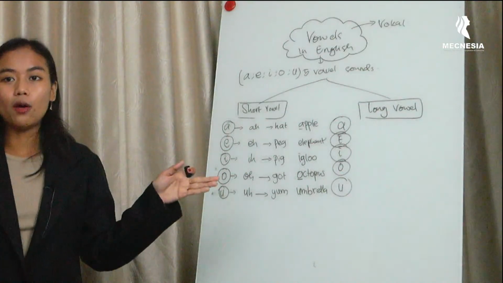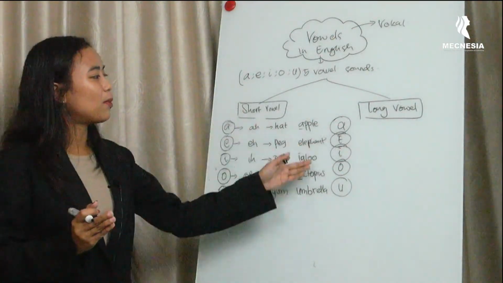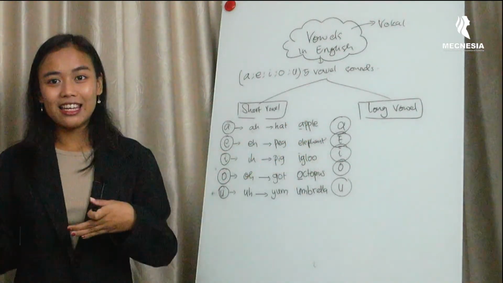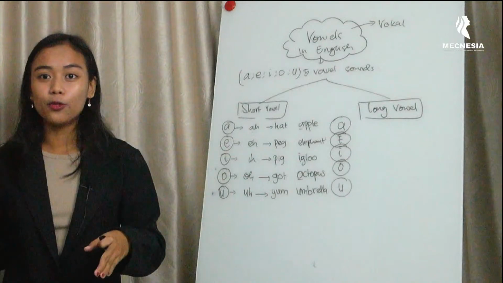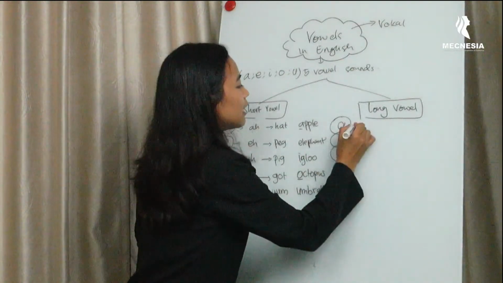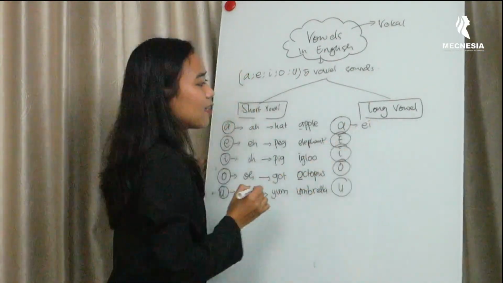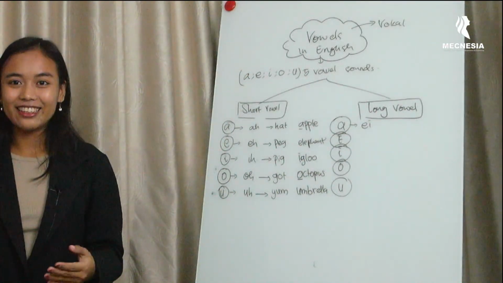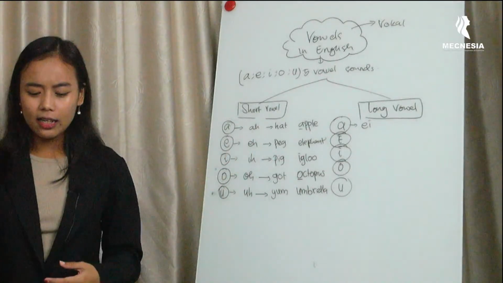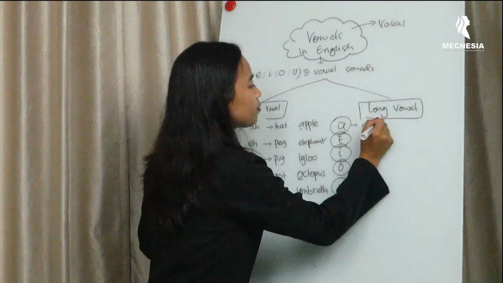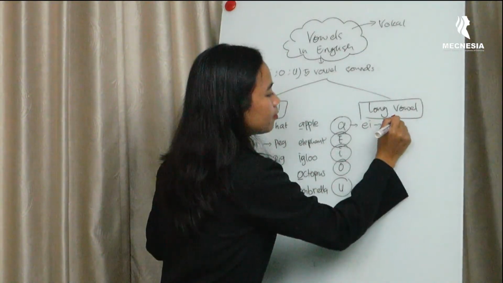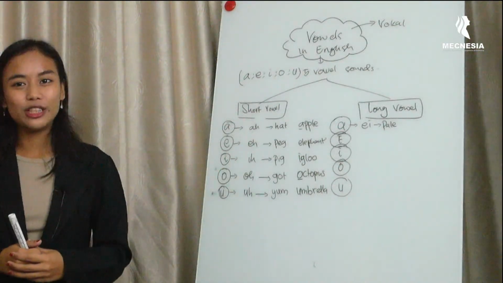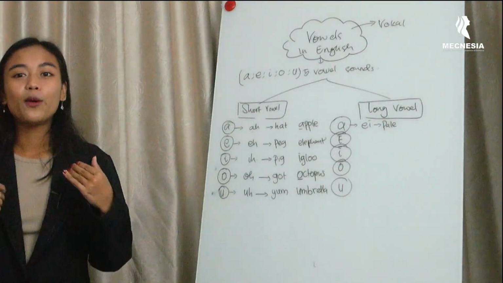And for the long vowel, jadi bunyi panjangnya, dia sama seperti sebutannya dalam bahasa Inggris. So, tadi huruf A disebut A. So, the long vowel sound for this vowel is A. Let's say it together. A. Well, this sound will be found in the word pale. Pale means pucat. Jadi pale itu artinya pucat.